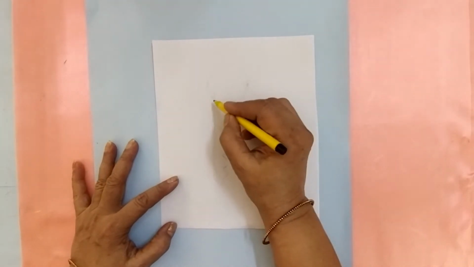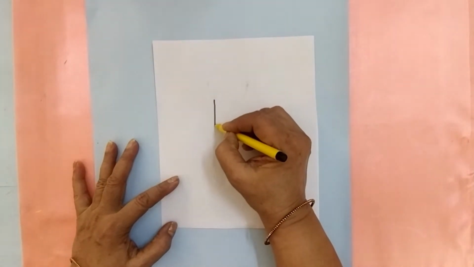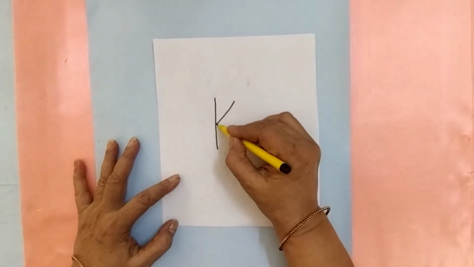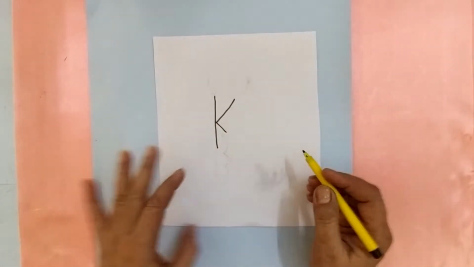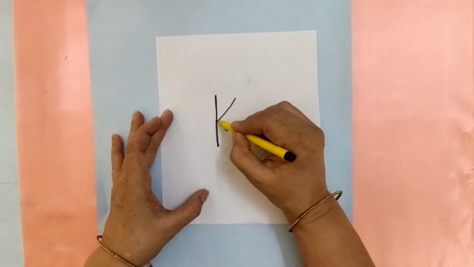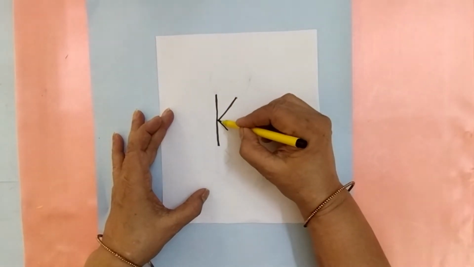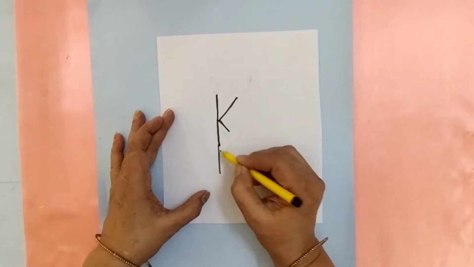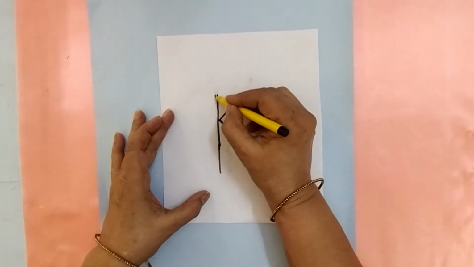Do one activity with the K. Letter K. First, we will write letter K. Now, see what we are going to make? Letter K.